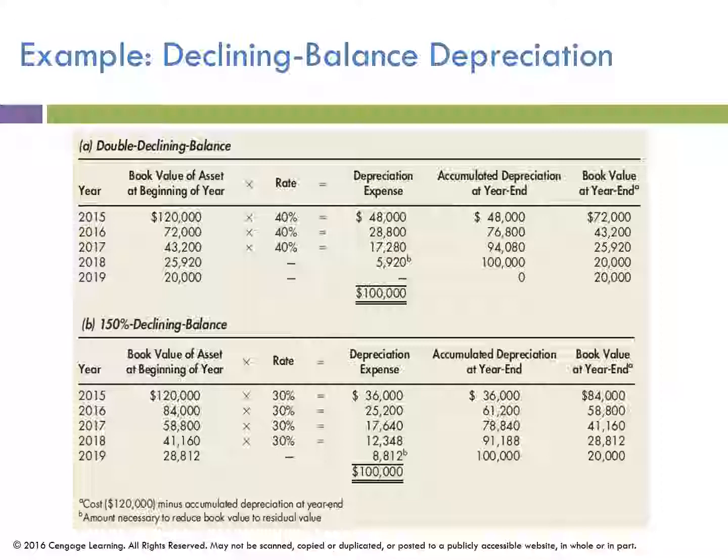If you do a T account while we're working on this and keep adding that accumulated depreciation into the accumulated depreciation T account, the new balance at the end of year 2 will be $76,800. Cost $120,000 minus $76,800 will give us a new book value of $43,200. And that will be the book value we use to calculate the third year's depreciation times 40%, $17,280. That will increase our accumulated depreciation to $94,080, causing our book value, $120,000 minus $94,080, to be $25,920 at the end of year 3.